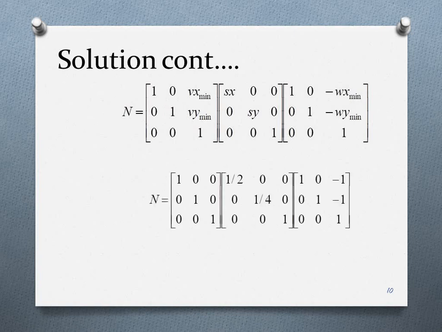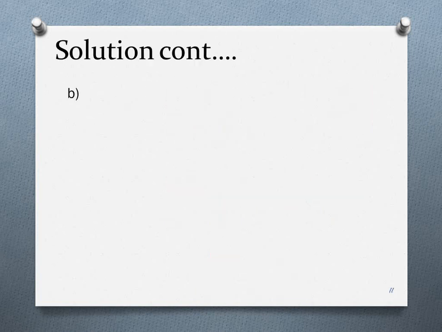After putting the values of Wx minimum, Wy minimum, Sx, Sy, Vx minimum and Vy minimum, we get these matrices, and after multiplying them we get the normalization transformation matrix as 1/2, 0, minus 1/2, 0, 1/4, minus 1/4, 0, 0, 1. This is the final answer of the question. Okay, and now the B part also.